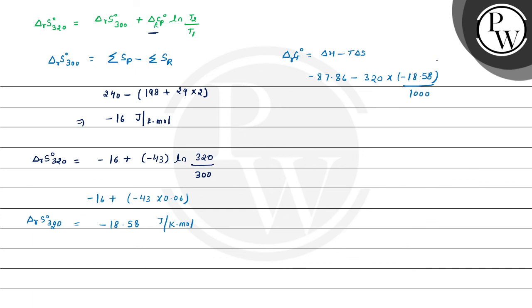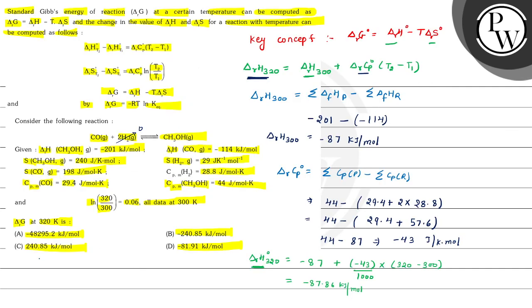So the Gibbs free energy of the reaction comes out to be minus 81.91 kilojoule per mole. Now we will check the options. In the options, option D is the correct choice for this question.